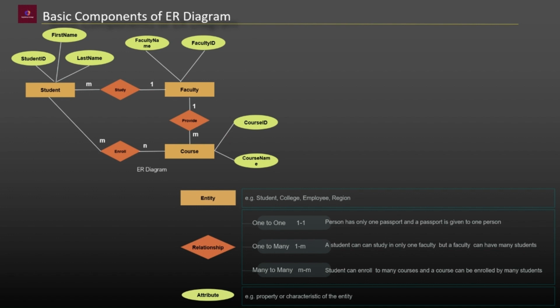And the last green boxes show the attributes. Attributes are facts or descriptions of entities. For example, student first name, last name, or faculty name, course name are all descriptive characteristics of the relevant entities of student, faculty and course. Remember, each entity in your diagram represents a table within your database, and attributes are descriptions of entities and they become the columns of these tables in the database.